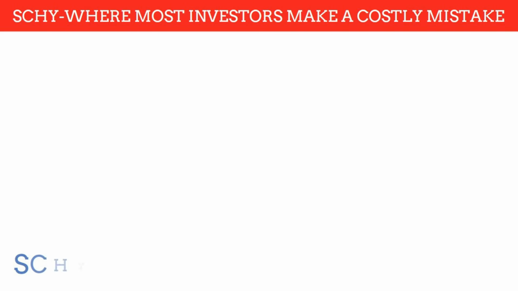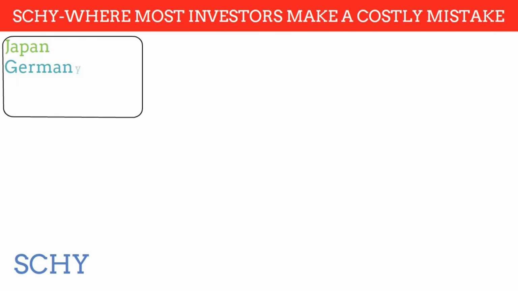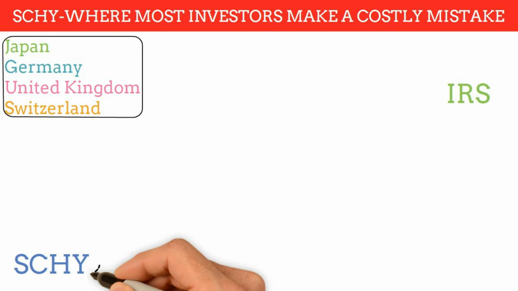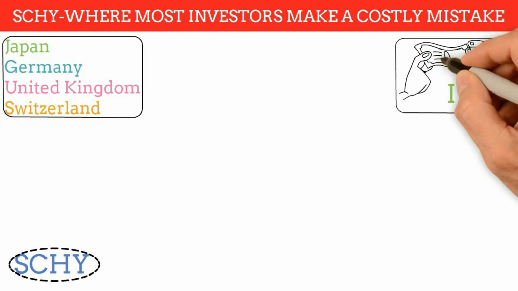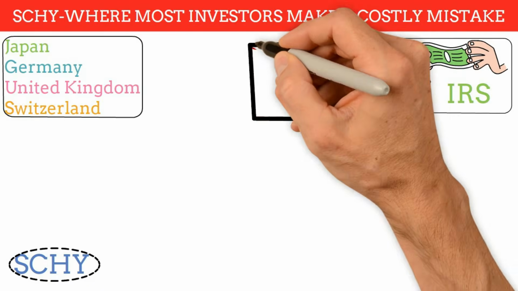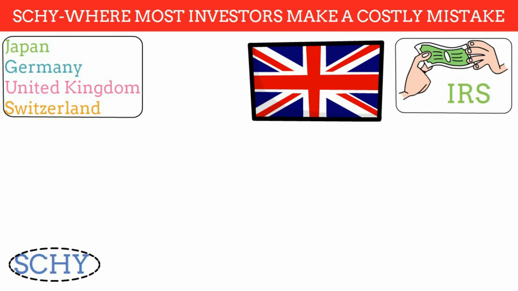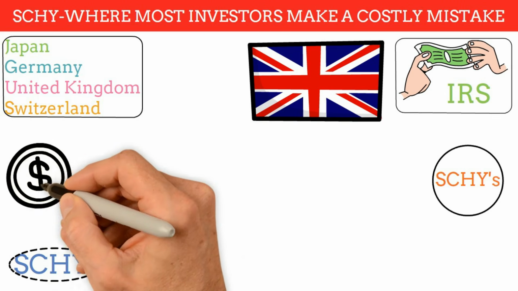SCHY holds companies outside America: Japan, Germany, the United Kingdom, Switzerland. The IRS treats foreign dividends differently. Some of SCHY's holdings land in Bucket 2 because they trade on major U.S. exchanges or come from countries with tax agreements with America. But not all. Each year, a portion of SCHY's income lands in Bucket 1 and gets taxed at your regular rate.